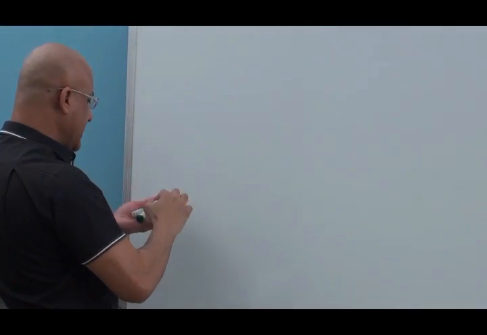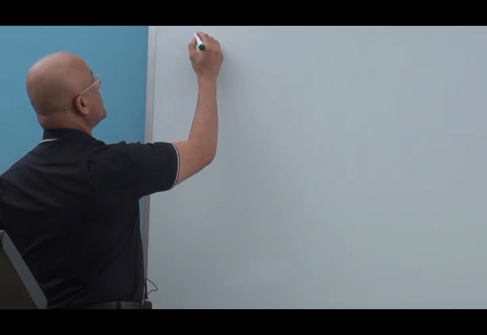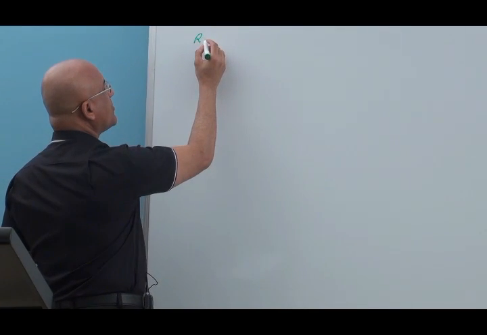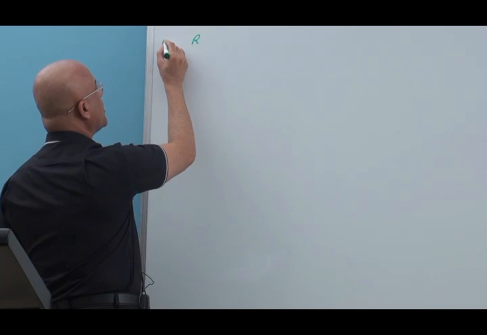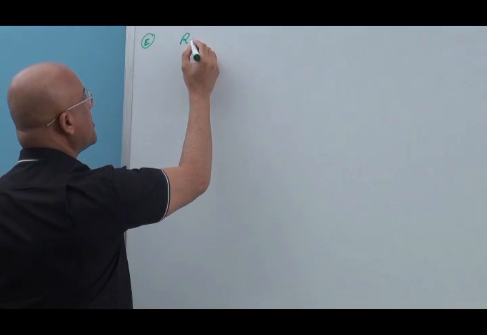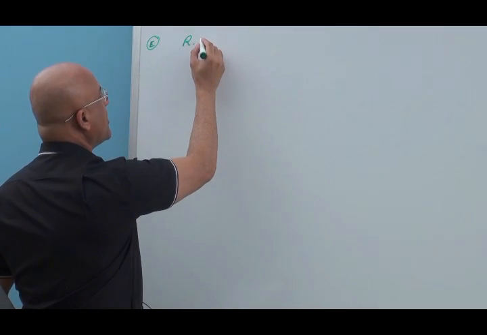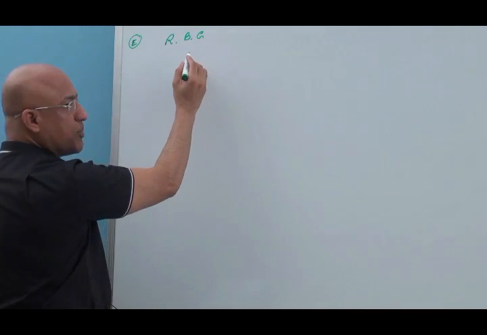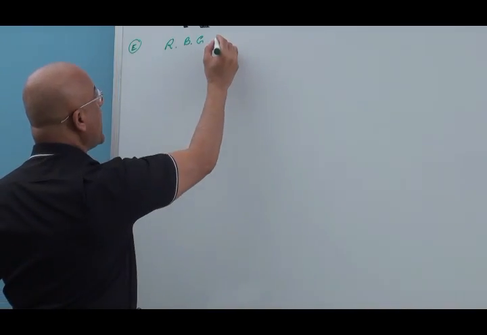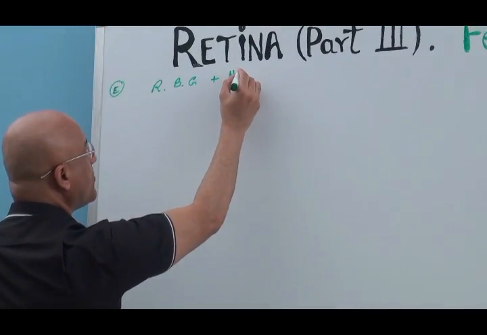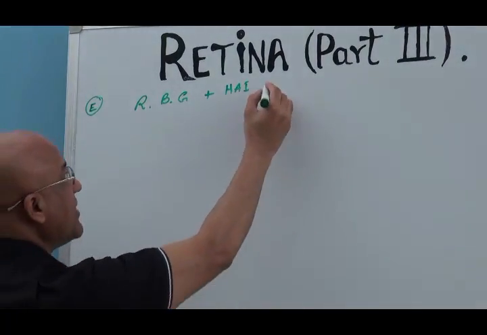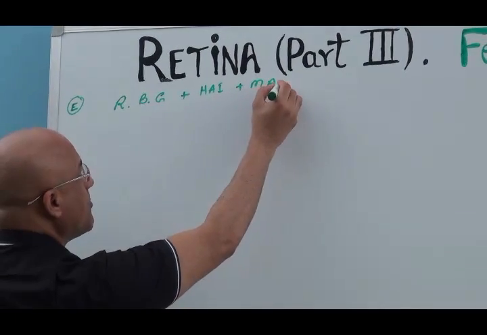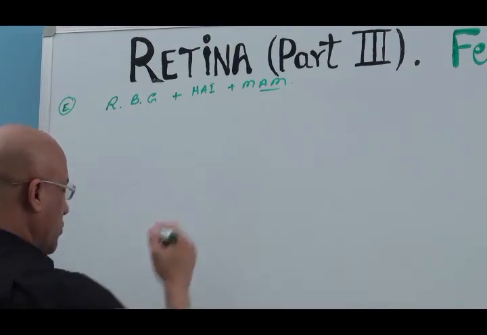One way to look at it is that there is a receptor. Of course, after the pigment epithelium, receptors, then bipolar cells, and then ganglion cells. Once you make this chain, then you will add HIGH. You remember? And then you will add MAM. I didn't explain these 2 points.